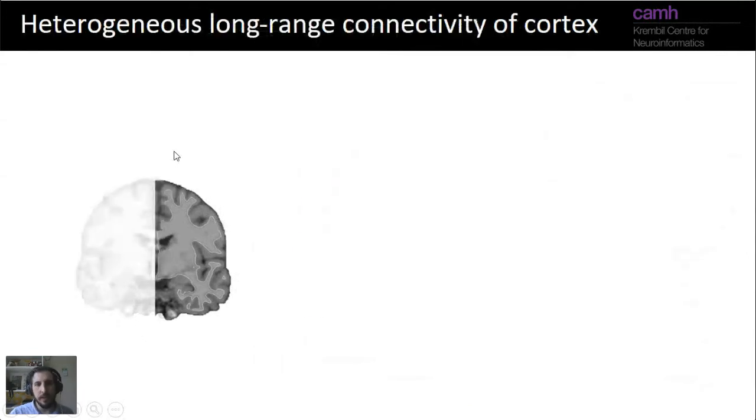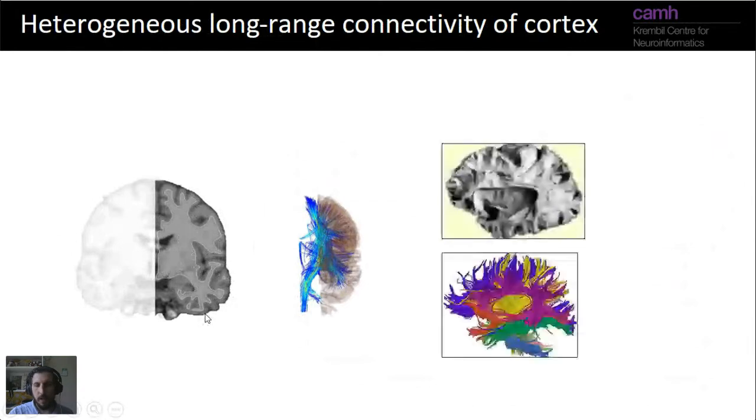However, the long-range connectivity is not necessarily as simple. So what I'm showing here now, again, we have our coronal slice, and then the middle here is actually a tractography reconstruction showing some of the white matter fibers that are going to be coming from the different parts of the cortex that you can see on the extent of the cortical surface ribbon.